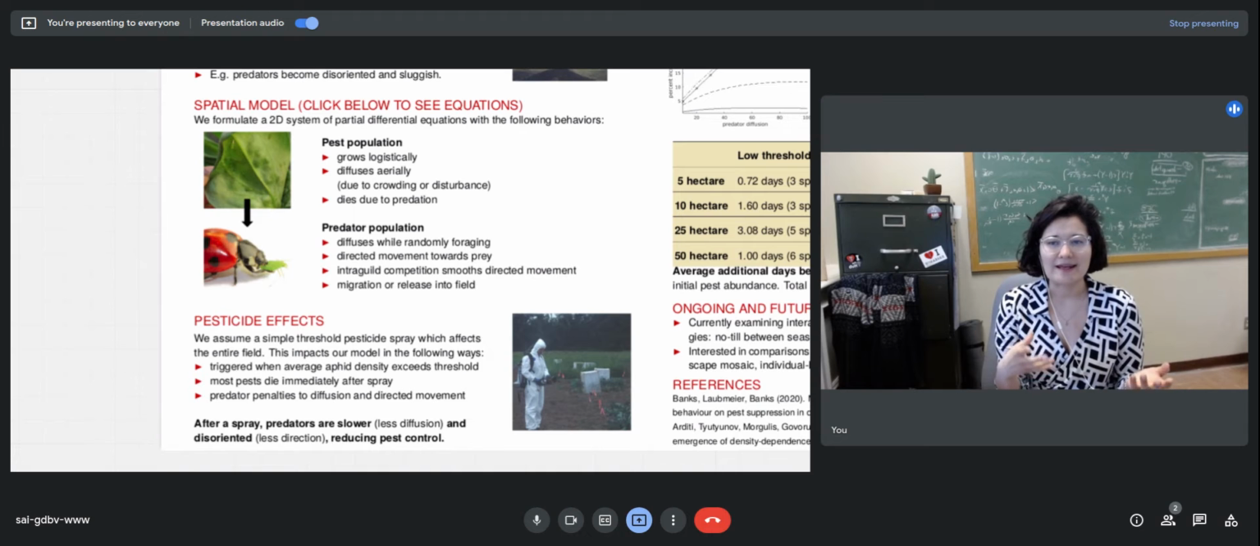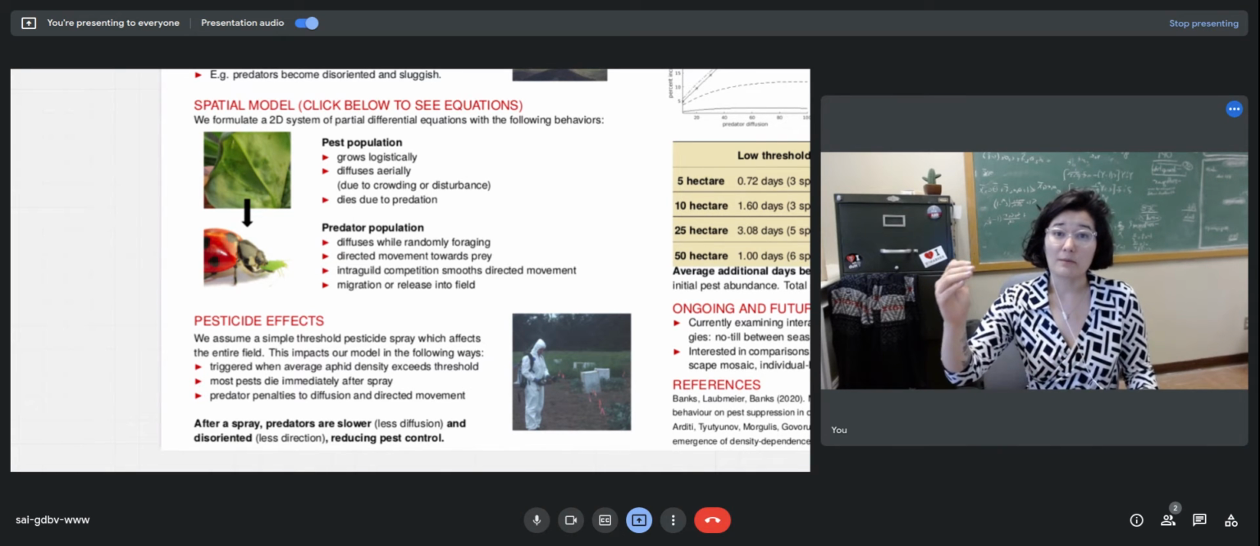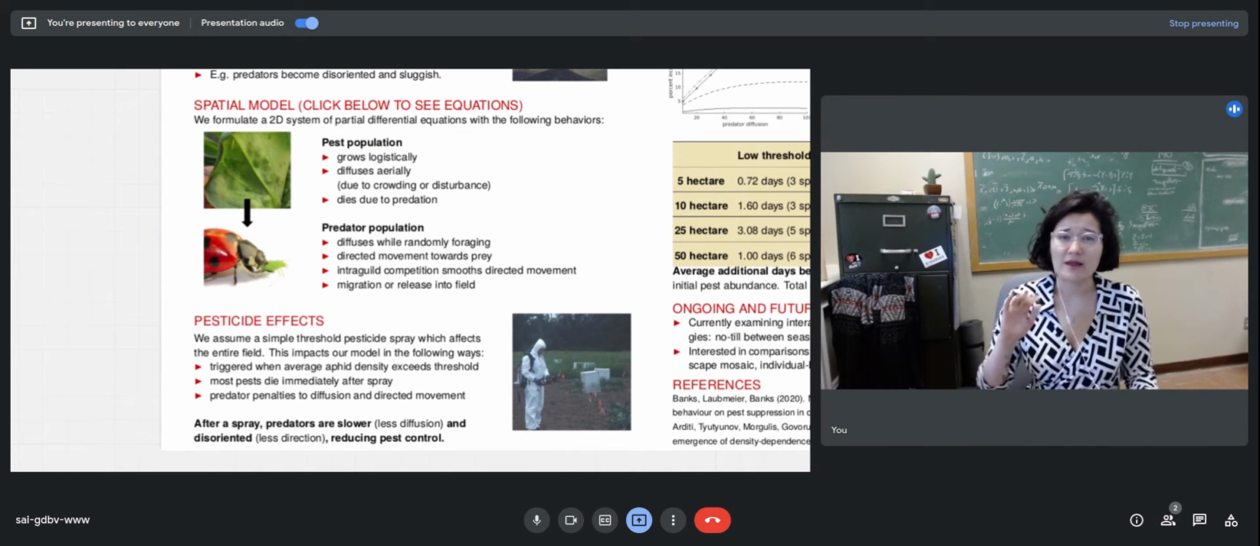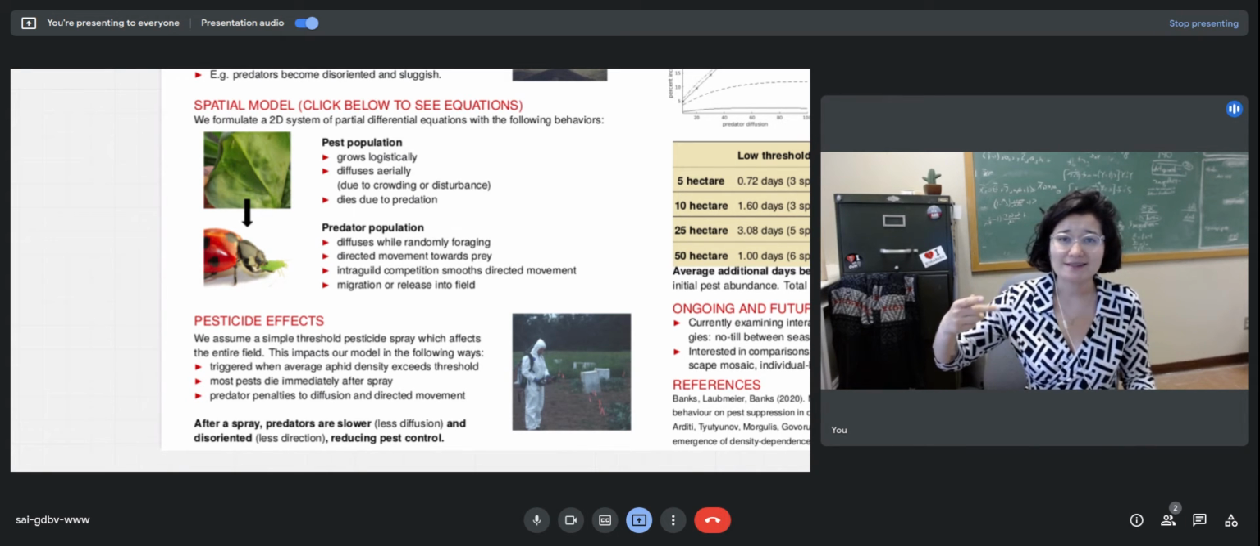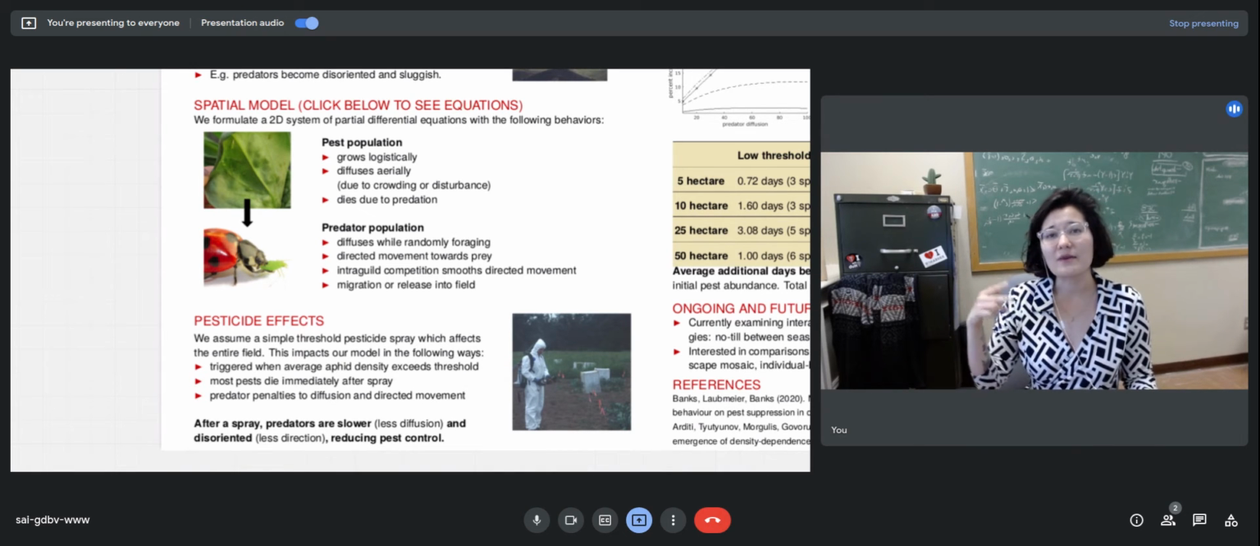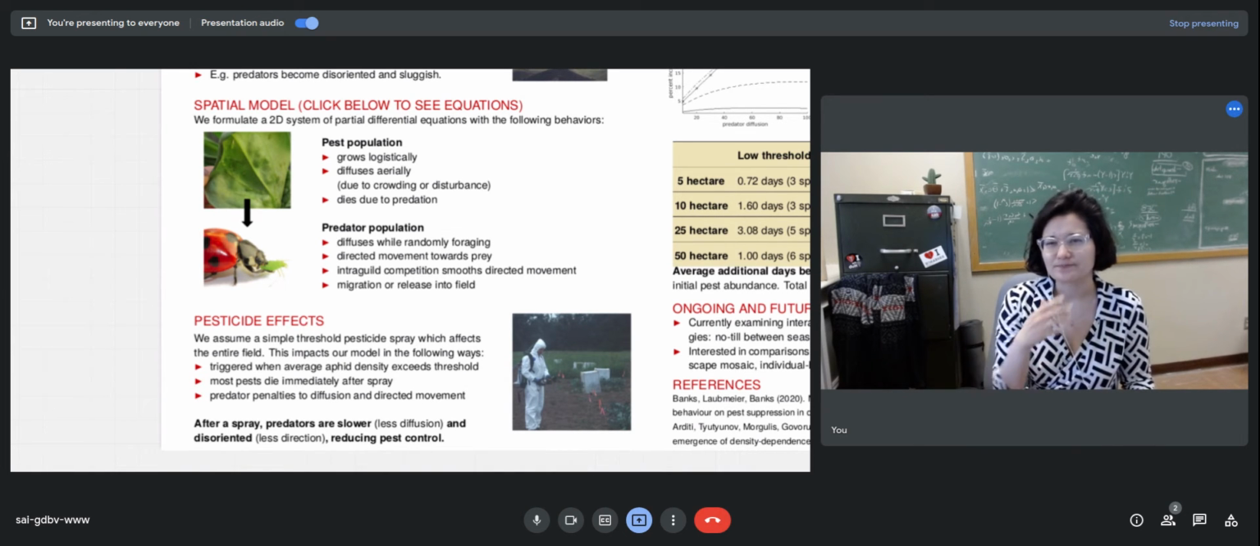So we formulated a partial differential equation model to describe the different behaviors that we think will happen in these fields. And I'm going to talk through what's happening in the model, and then I'll show you the equations if you want to look at them. So in this model, I'm really thinking about the interaction between two different populations. I have a pest, those aphids, or just a general pest if you want to think about it that way, and the predators, some community of beetles.